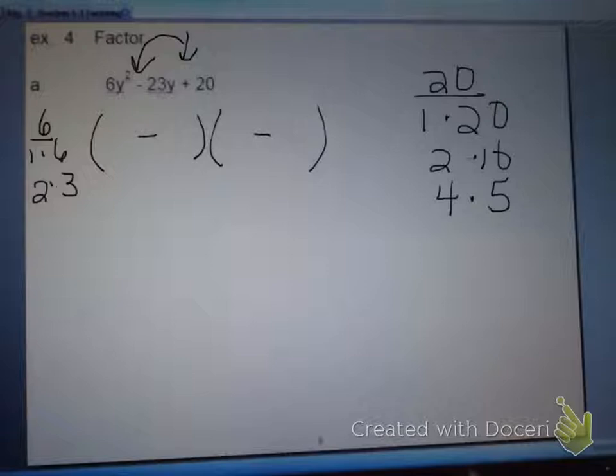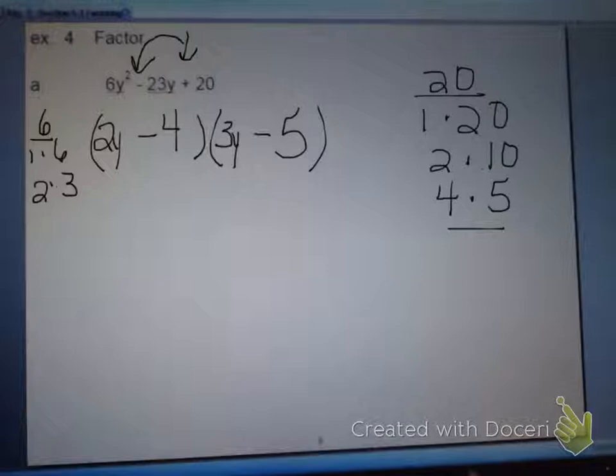We have some options too. We can either use the 4 and the 5, the 2 and the 10, or the 1 and the 20. And I'm not sure which ones to use. So we are going to do what's called a guess and check method. I usually start at the bottom and work my way up. So I'm going to try 2y and 3y in the front of each binomial. And I'm going to try the 4 and the 5. And I'm just guessing. I'm going to put the 4 here and the 5 here.